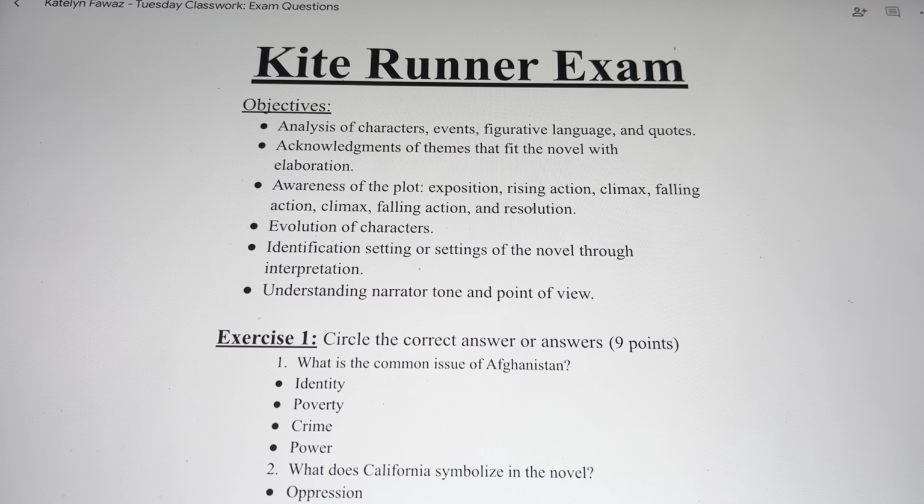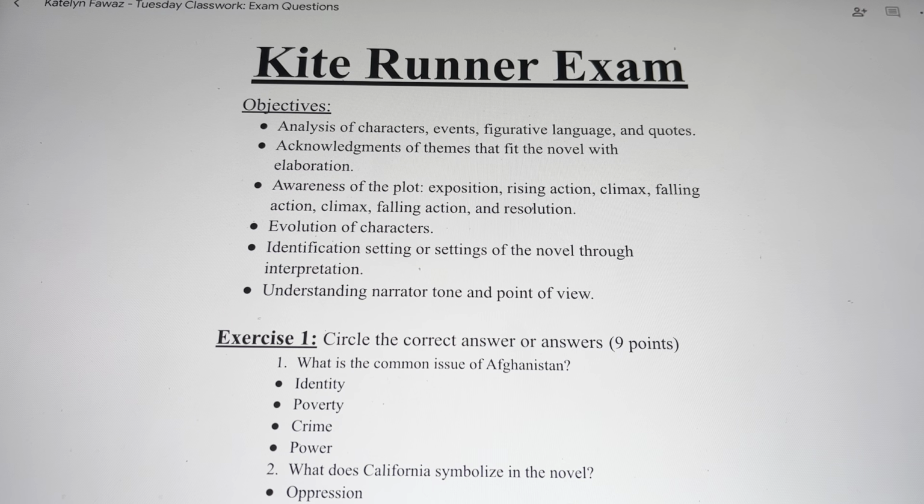And then you have the acknowledgement of themes that fit the novel, with elaboration. So you have to know which theme fits where, the main theme, the small themes, who displays which theme. In The Kite Runner, for example, Baba and Amir display the theme of family. Amir and Hassan display the theme of brotherhood and friendship. Then you have the main theme of the whole novel, which is guilt and redemption. There are many themes, but of course the main one is guilt and redemption.